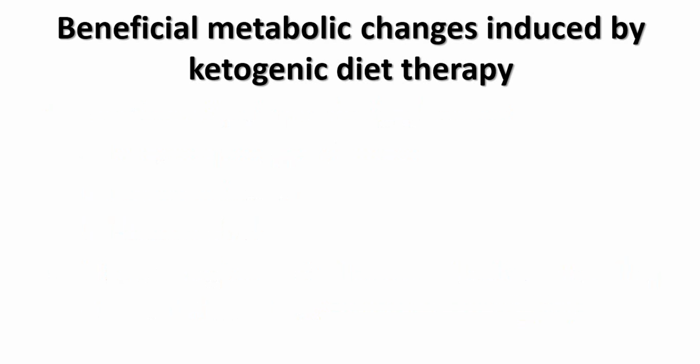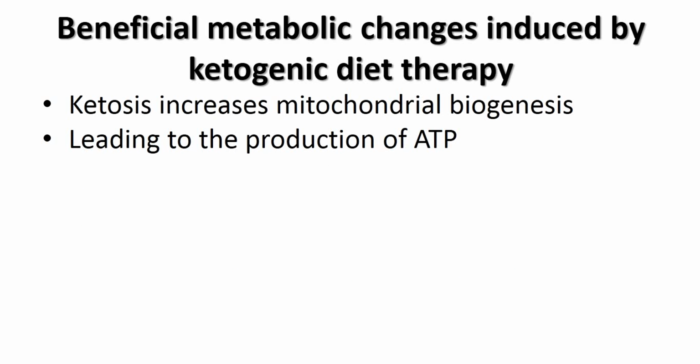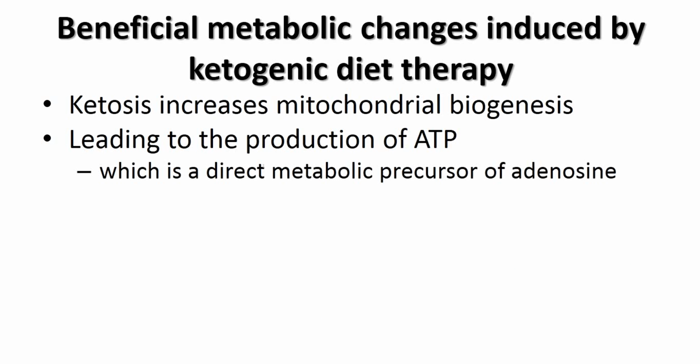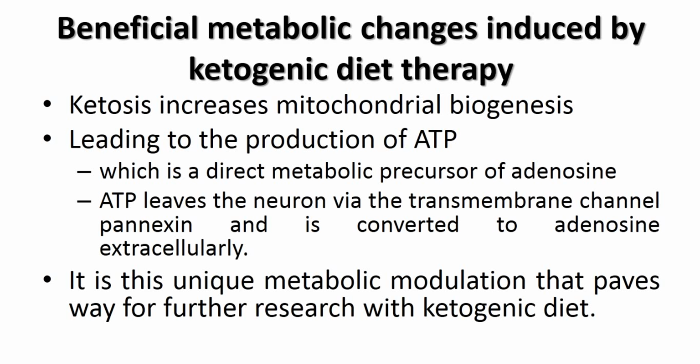What are the beneficial metabolic changes induced by ketogenic diet therapy? Ketosis increases mitochondrial biogenesis. This leads to production of ATP. ATP in turn is a direct metabolic precursor of adenosine. ATP leaves the neuron via the transmembrane channel pannexin and is converted to adenosine extracellularly. It is this unique metabolic modulation which paves the way for further research with the ketogenic diet.